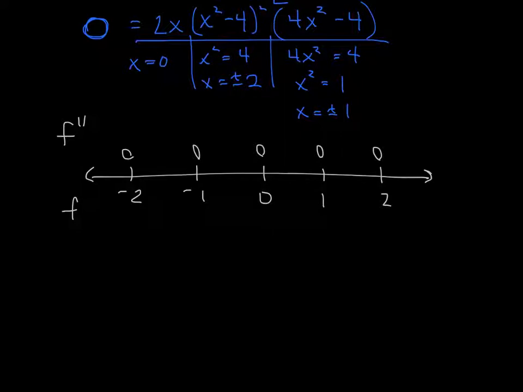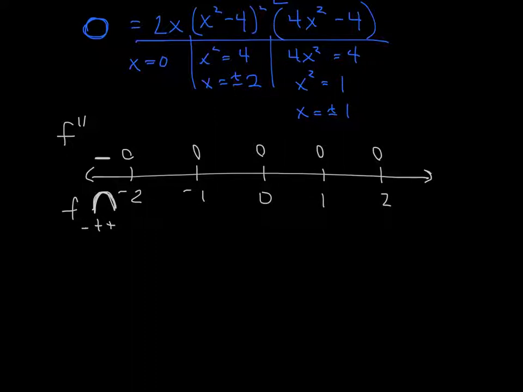Okay, so now I'm going to go ahead and plug in values to the left, in between, to the right, all that kind of stuff. If I plug in a negative 3, I would get a negative times a negative 3 squared, which would be 9 minus 4, positive. And then 9 times 4 is 36 minus 4 is also positive. So negative times positive would definitely be negative.